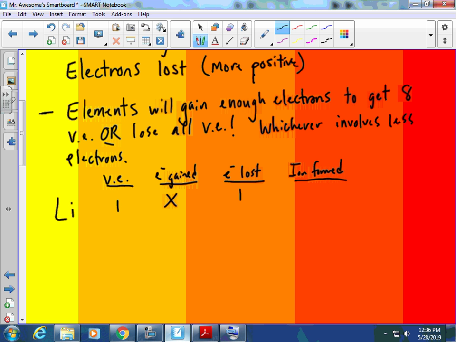Okay, so for the valence electrons, we look at the group number at the top. It's in the very first group, so that's group 1A. That tells us 1 valence electron. And they'll either gain enough to get 8 or lose all of them. So it has 1 valence electron, so it could either gain 7 to get 8 or it could lose 1. Which is easier? And when I say which is easier, which one involves fewer electrons?